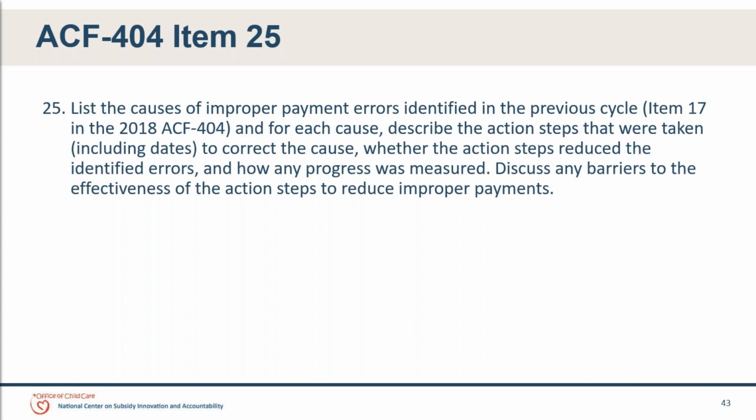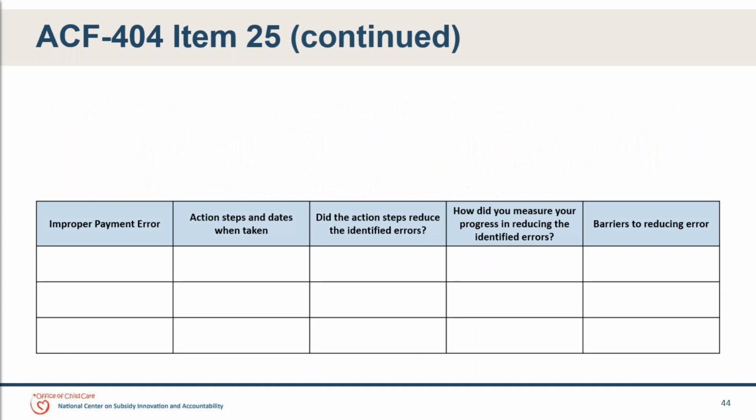And then this is the last item in the 404 report, item 25. So here you'll be thinking back to the improper payment error causes identified in your last report from 3 years ago, 2018. And you're going to, for each of those error causes, describe what action steps you took and whether they reduced the error causes, how you measured progress, and were there any barriers to the effectiveness of the action steps. So I'm going to show you some more of this on the next slide.